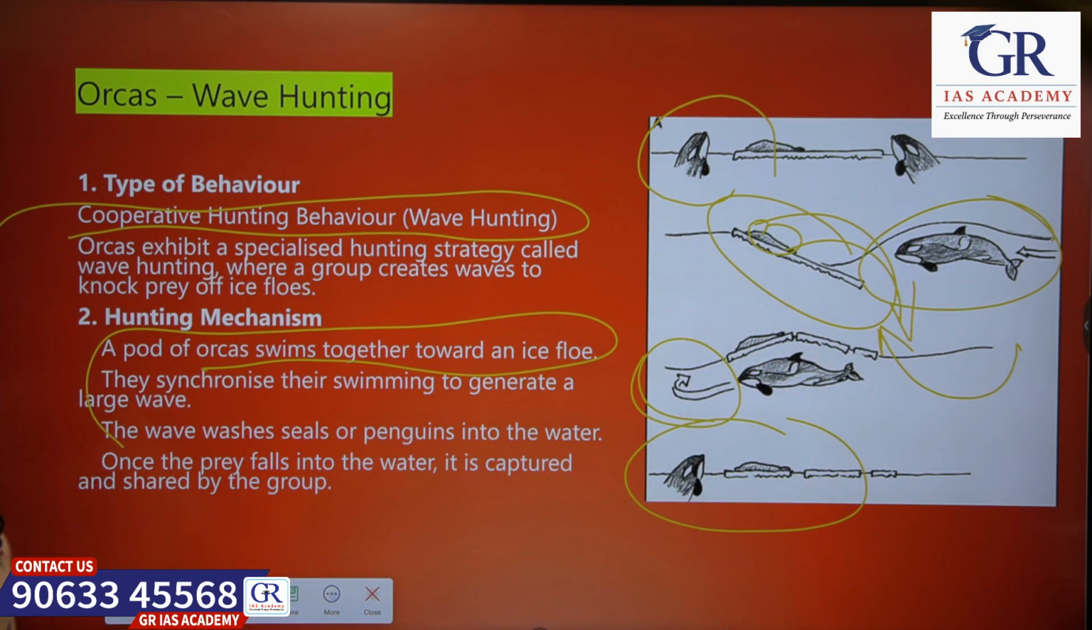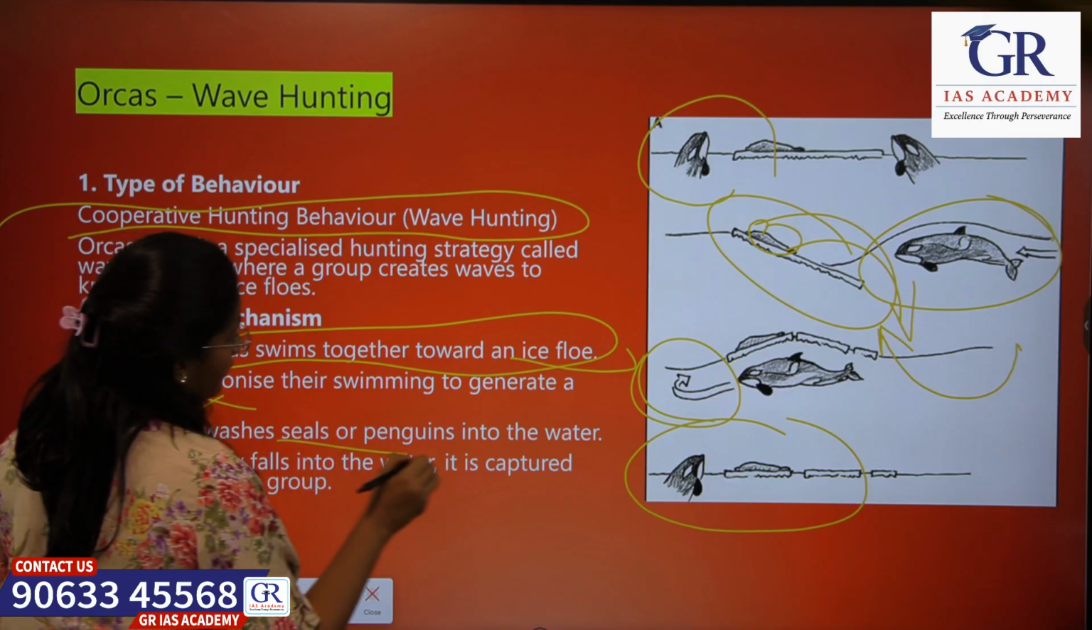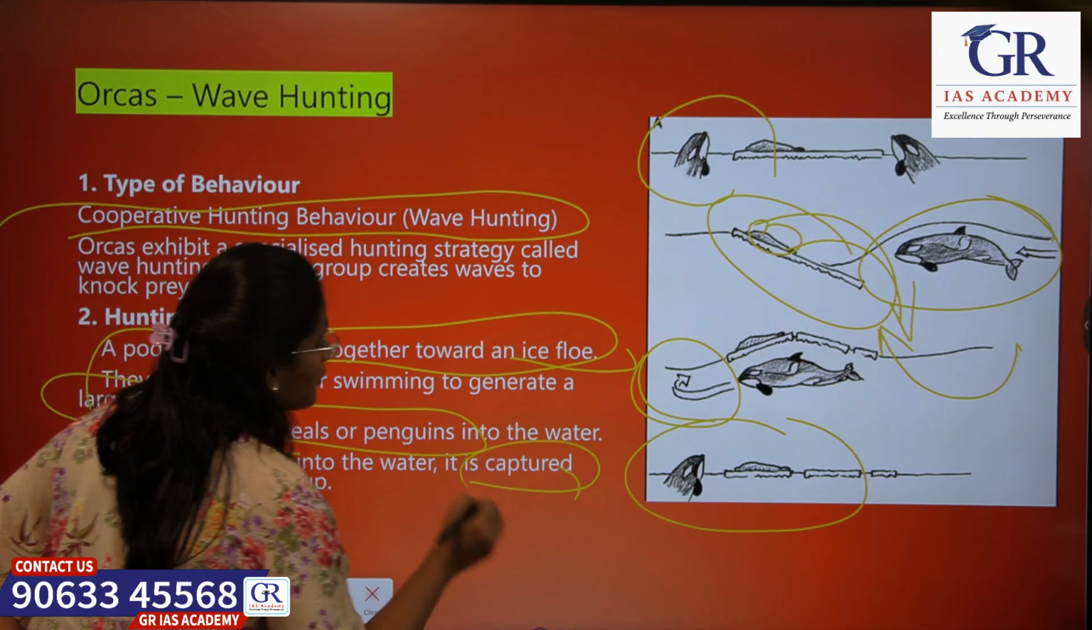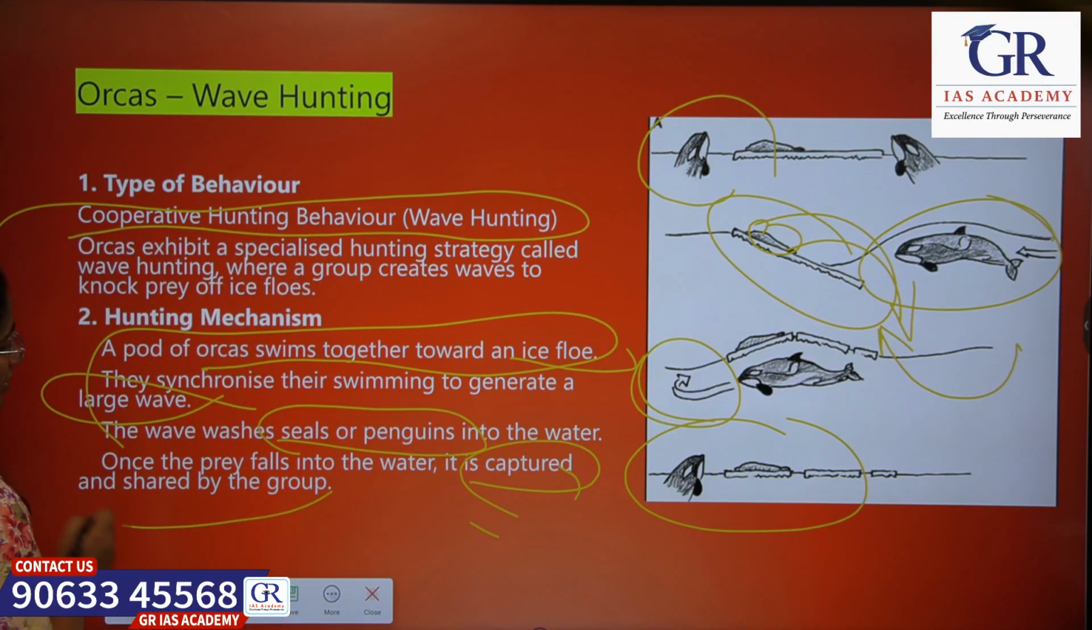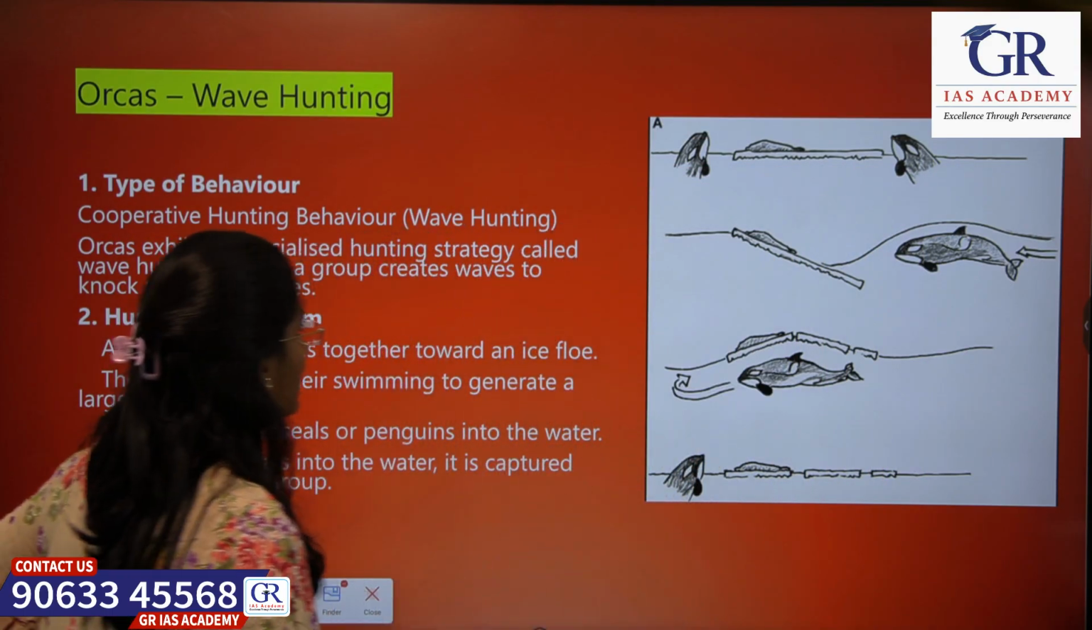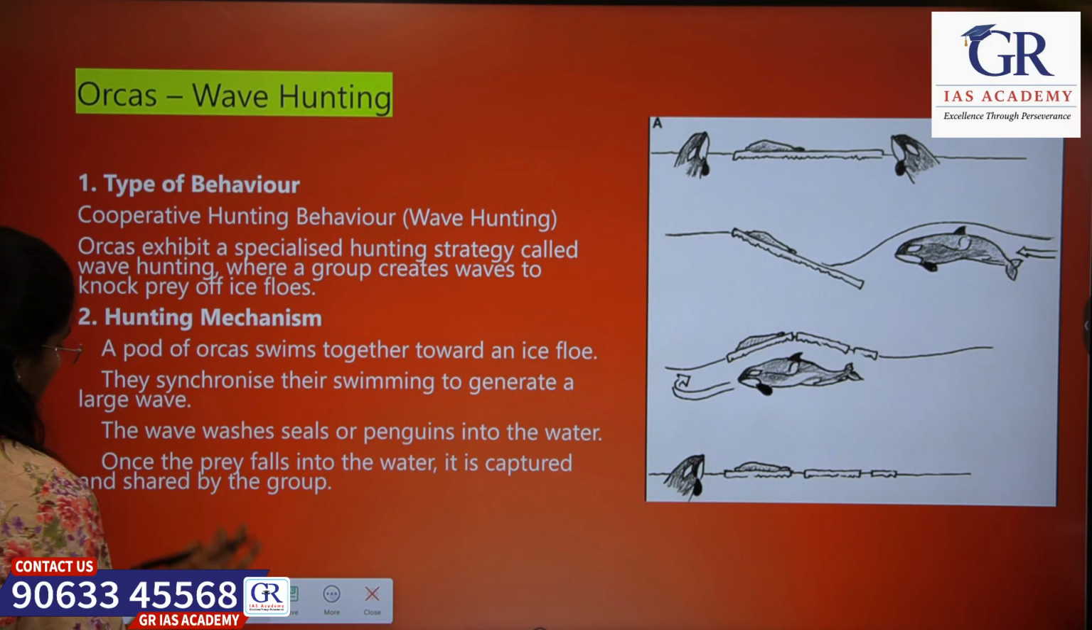They go towards the ice floe and then they create a wave, and that wave pushes the prey into the water, and then they capture that prey and they all feed on it. So that is how orcas create a wave and hunt their prey.